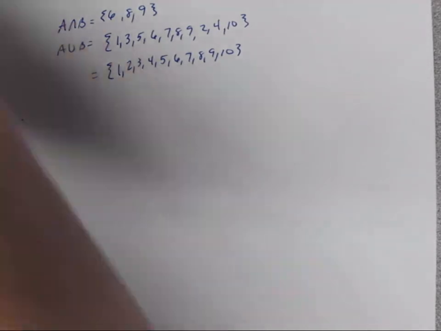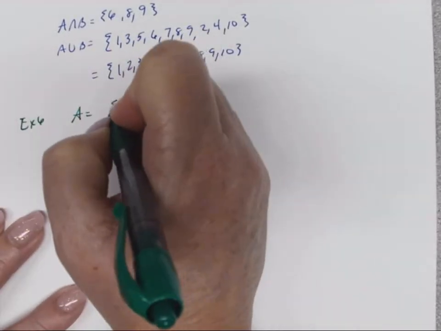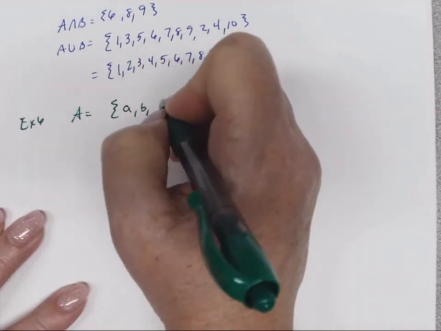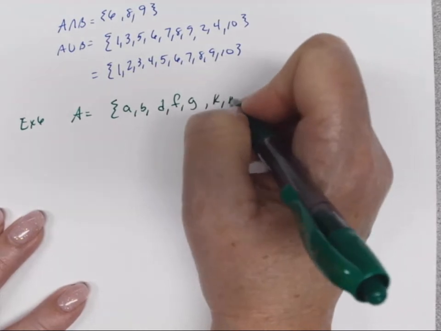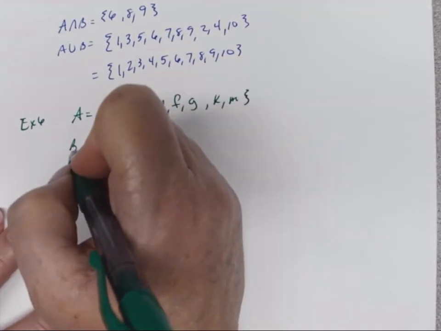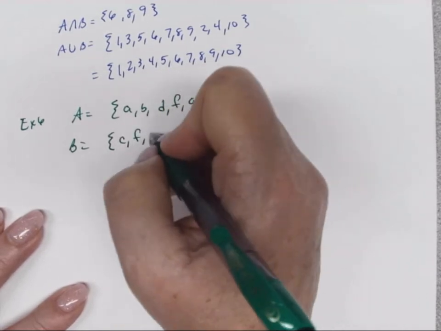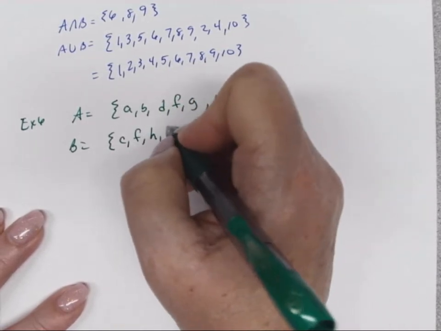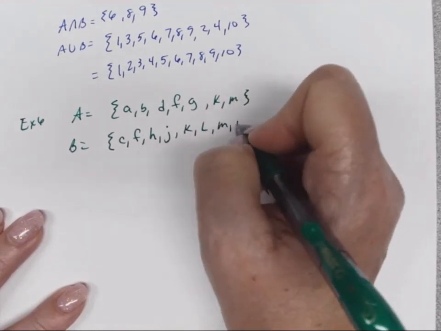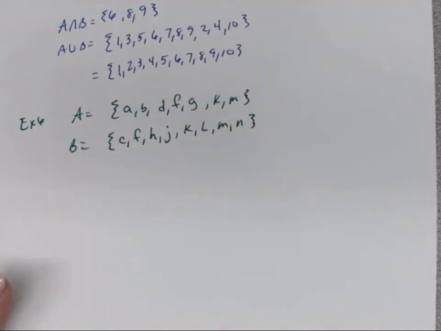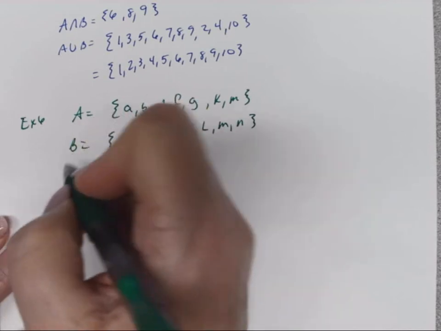So let's go to example 6. Set A is A, B, D, F, G, K, and M. And set B is C, F, H, J, K, L, M, and N. So we can do this with letters. So the intersection first.